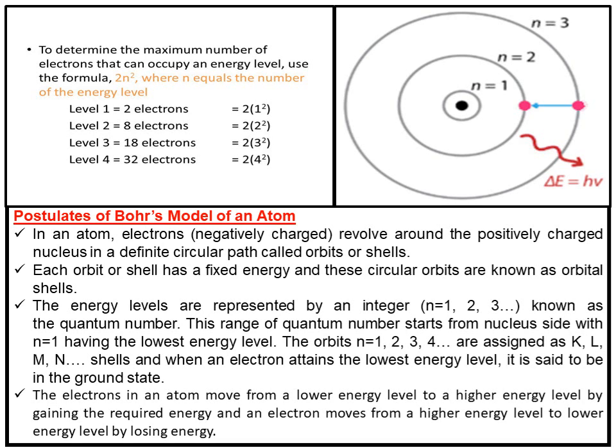equal to 32 electrons. The electrons in an atom move from a lower energy level to a higher energy level by gaining the required energy, and the electron moves from a higher energy level to a lower energy level by losing energy.